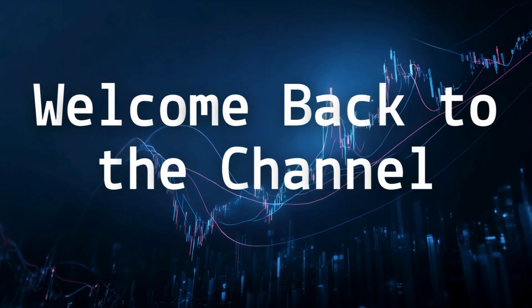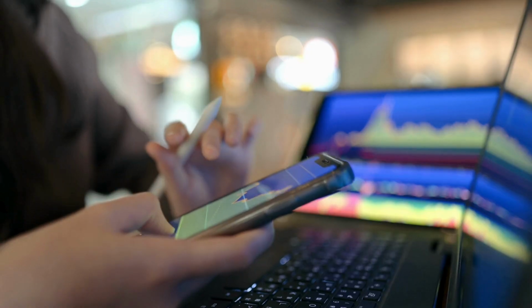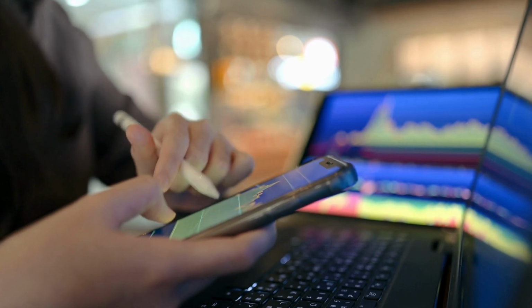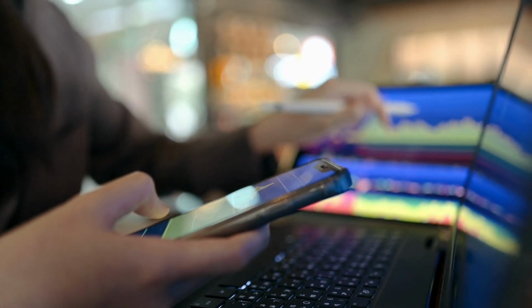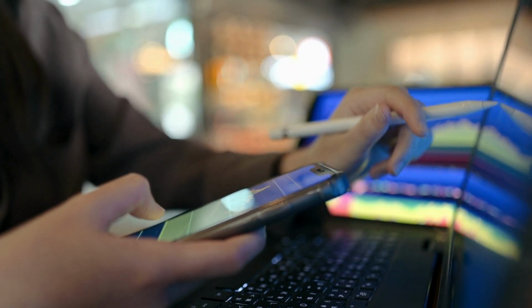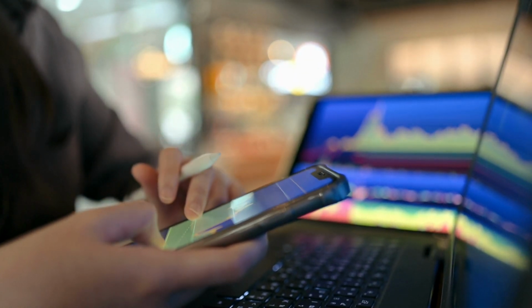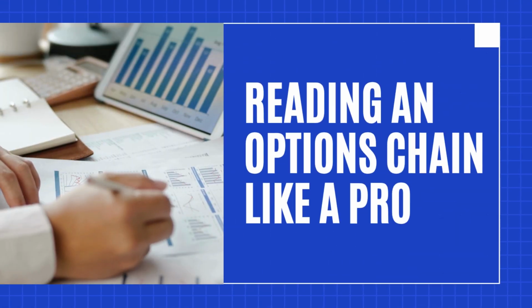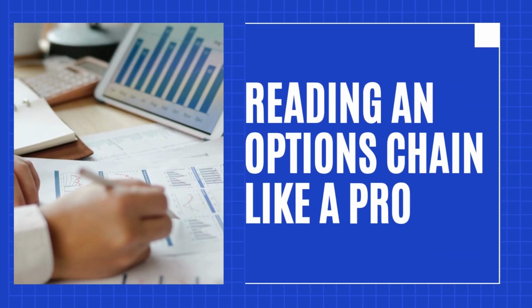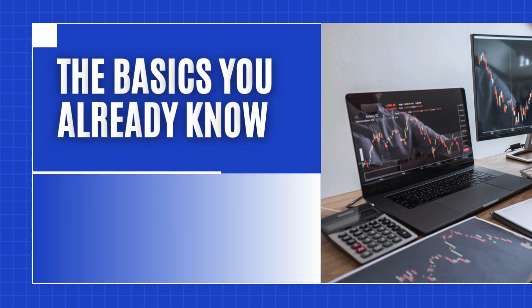Most traders glance at an options chain, check the Greeks, maybe the probability of profit, and call it a day. But if you know how to read deeper, an options chain reveals far more, from hidden supply and demand, to market maker positioning, to clues about volatility expectations. In this video, we'll unpack how to read an options chain like a pro, beyond the basics you already know.